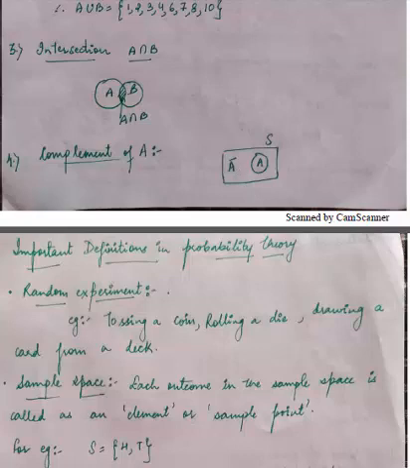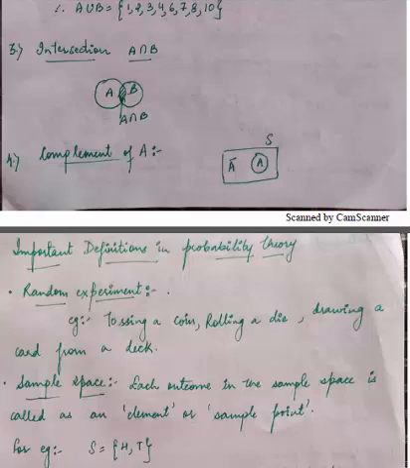Next is important definitions in probability theory. First is random experiment. An experiment is called a random experiment if the outcome of the experiment cannot be predicted precisely, or an experiment is a physical situation whose outcome can't be predicted until it is observed. For example, tossing a coin, rolling a die, or drawing a card from a deck.